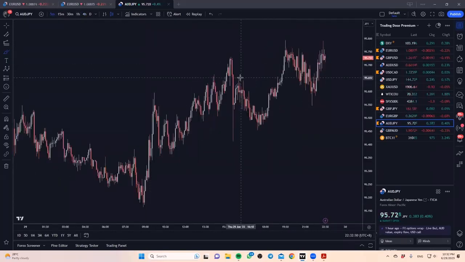So the suggestion for you is, if you are fairly new to the principle, you want to practice it. Don't practice it on a lower time frame. Practice it on a higher time frame. Once you're comfortable with it and very confident in it, you can explore the lower time frame.